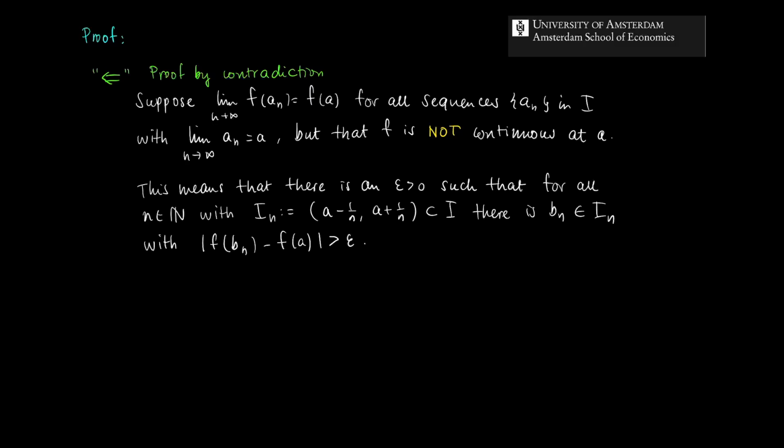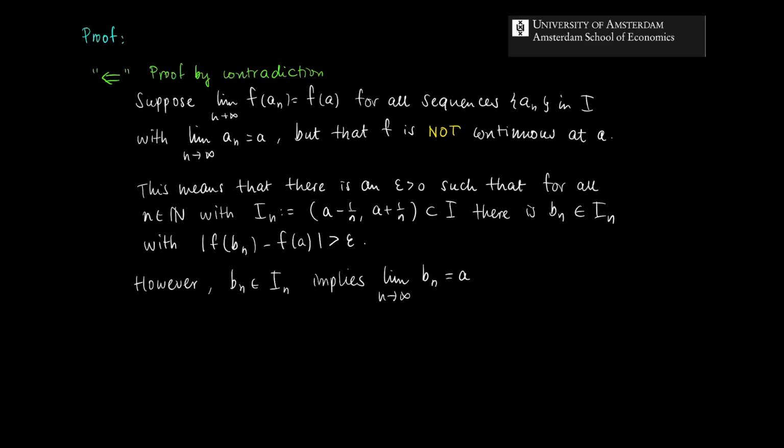Okay, now look a little bit closer at this sequence b_n. Well, b_n is getting closer and closer to a, right? So b_n is contained in the set I_n, so the difference of b_n and a is at most 1 over n, right? So this means that b_n, being a member of I_n for all n, implies that the limit for n to infinity of b_n is a. So if I look at this sequence formed by the elements b_n, I have a sequence that converges to a.